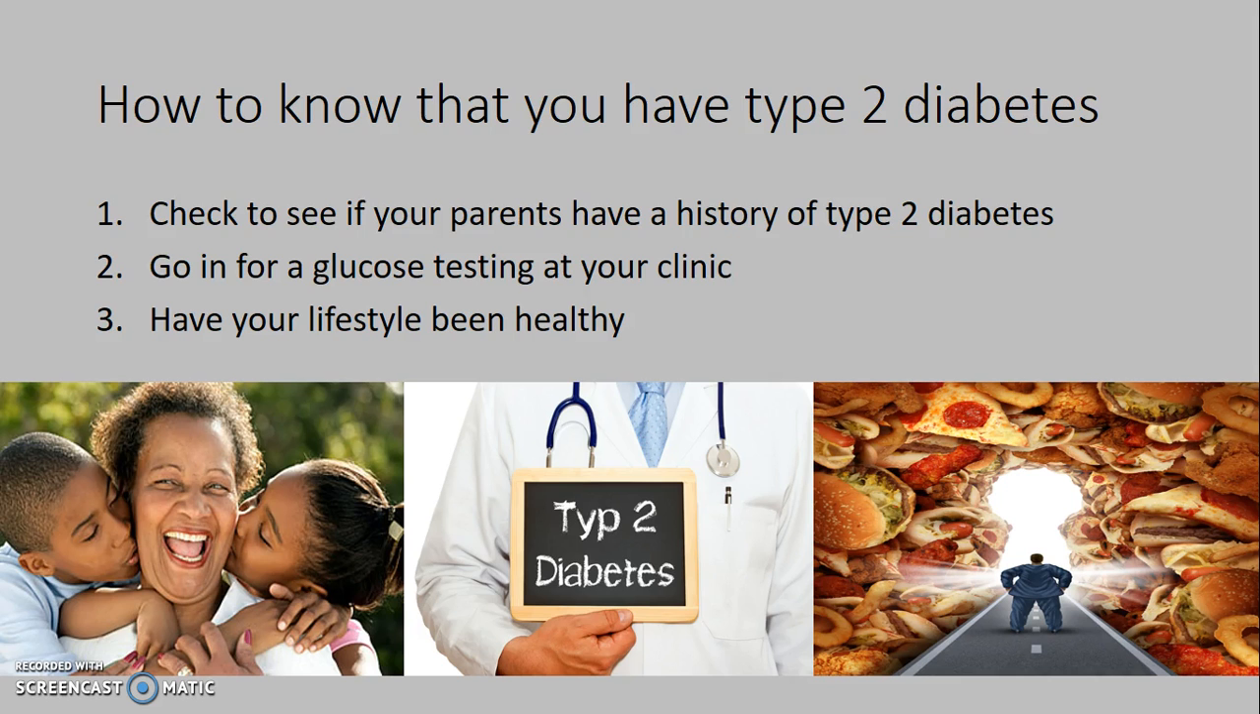Next, how do you know if you have type 2 diabetes? Well, first off, you will need to ask your parents if they've had any family history of diabetes. Second, go to a clinic to get tested, a local clinic where you're at. Lastly, be honest and ask yourself if you have been living a healthy lifestyle.